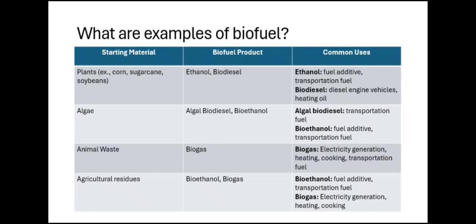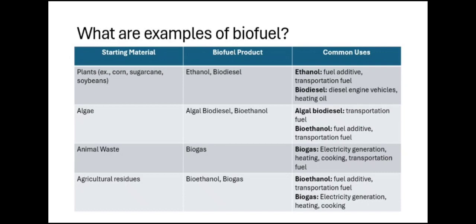Second starting material is algae. Biofuel products: algal biodiesel and bioethanol. Common uses: algal biodiesel is transportation fuel, and bioethanol is a fuel additive and transportation fuel. And third starting material is animal waste, and the biofuel product is biogas. Common uses: biogas is for electricity generation, heating, cooking, and transportation fuel.